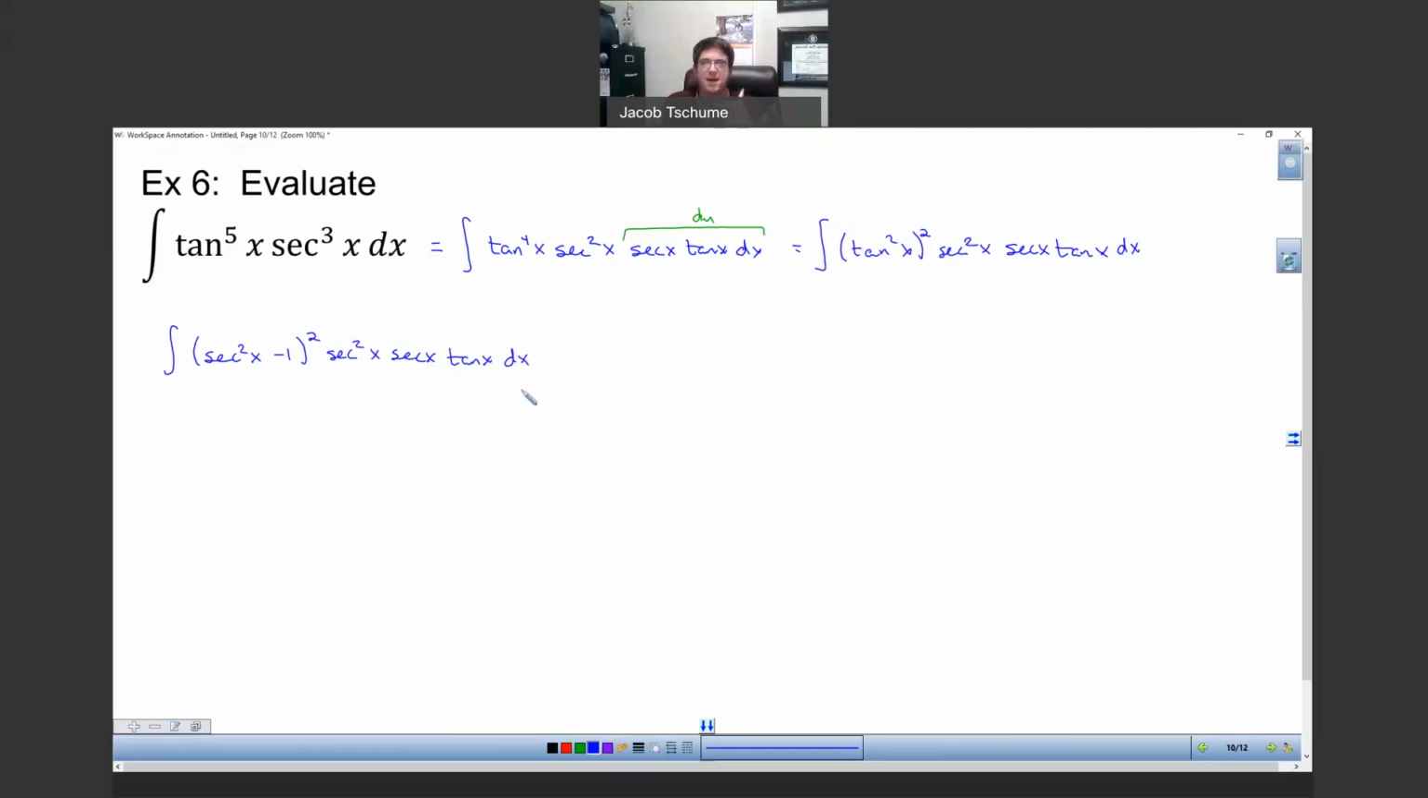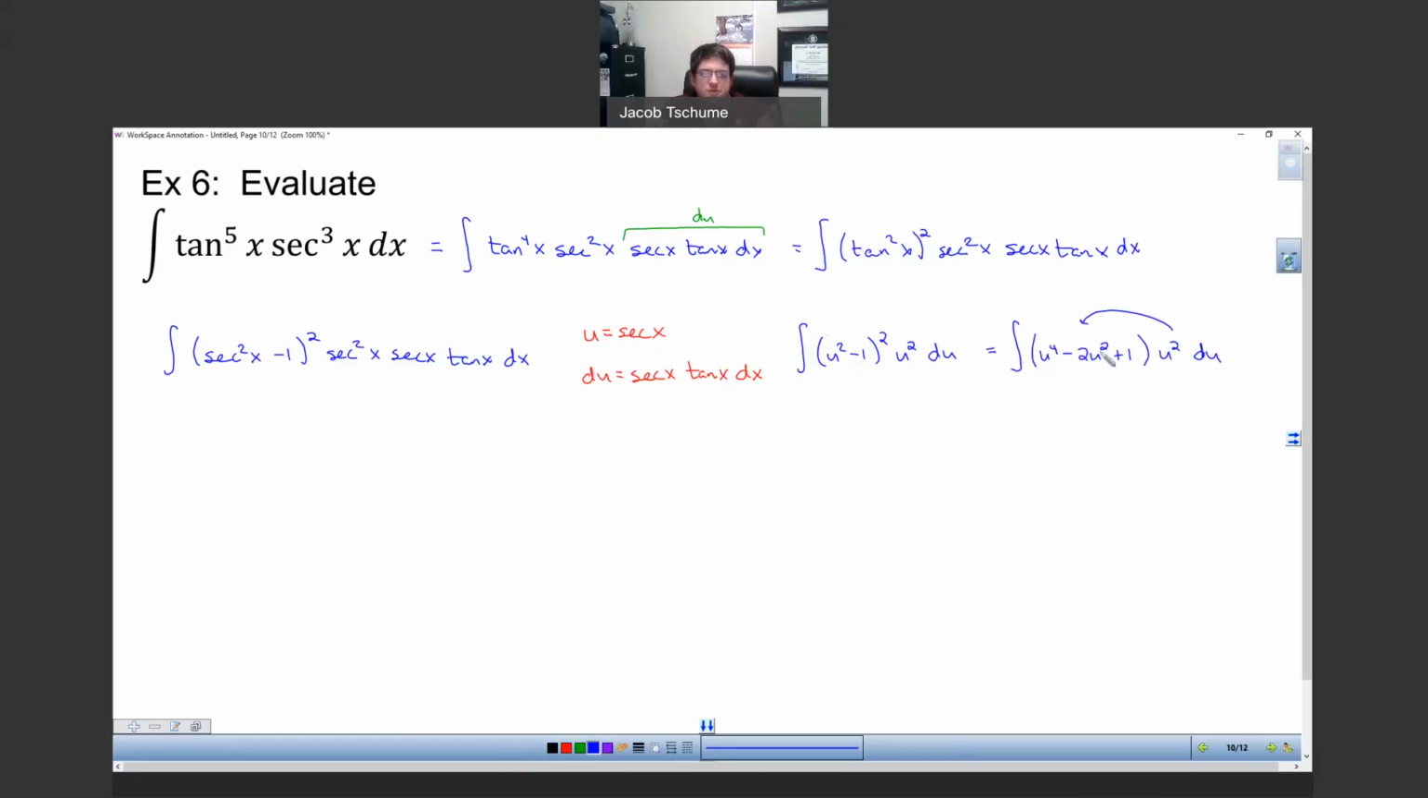Now that everything else is in terms of secant besides my du term, I can now set up my u substitution. I'm going to let u equal secant, and therefore du would be secant of x, tangent of x, dx, just like I wanted it to. So this will become the indefinite integral of u squared minus 1 all squared times another u squared du. I need to FOIL the u squared minus 1, which will give me u to the fourth minus 2u squared plus 1 times another u squared du.